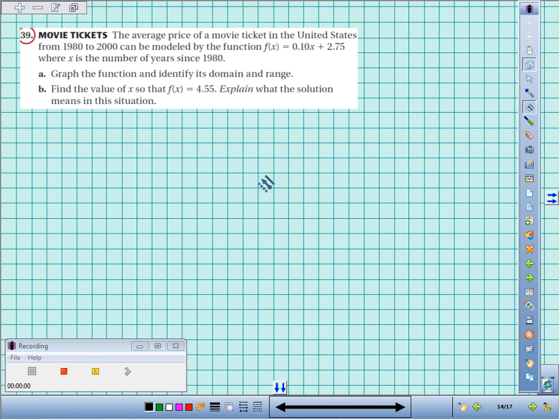Number 39, we're looking at movie tickets. The average price of a movie ticket in the United States from 1980 to 2000 can be modeled by the function f of x equals 0.1x plus 2.75, where x is the number of years since 1980. We're supposed to graph this function and identify its domain and range.